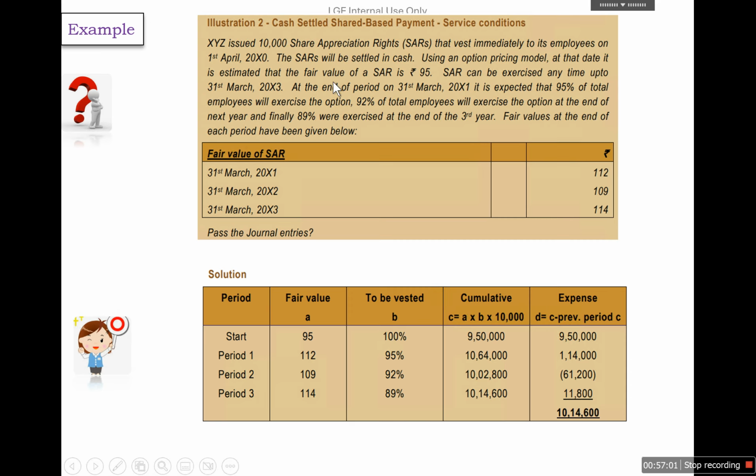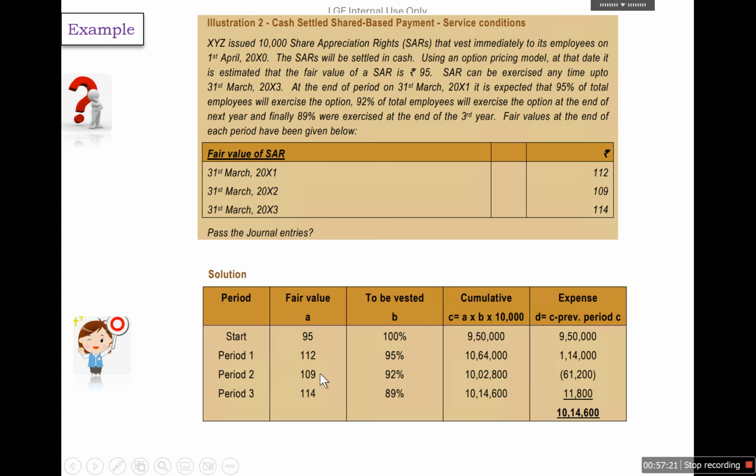And this is cash settled. So we need to remeasure the liability every time. So at the end of the year, value was 112. 95% was vesting. So 10 lakh 64,000 was cumulative figure. 9 lakh 50,000 we have already recognized. So we will book additionally 1 lakh 14,000.